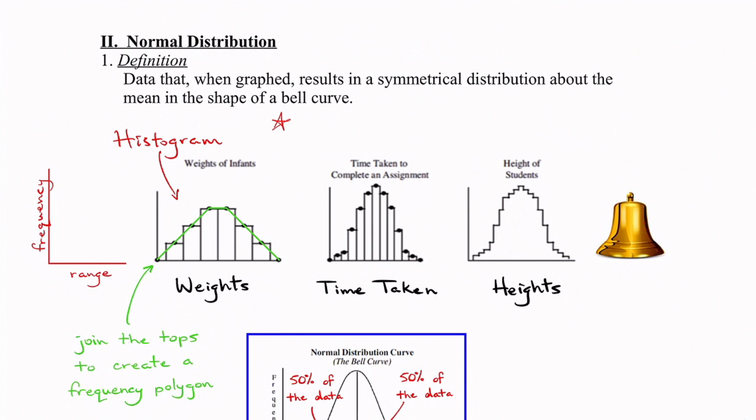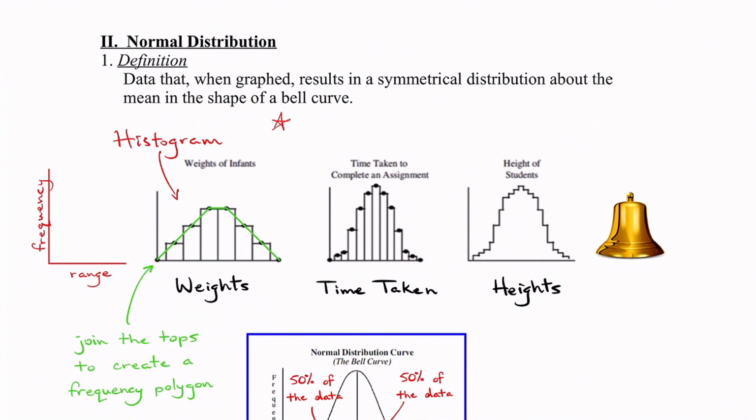Anytime you have data that, when you graph it, has this bell shape, we call that the normal distribution. The reason it's called the normal distribution is because what would normally happen in nature is what's going to happen with the normal distribution. If nothing affects or alters your data, you're going to get this normal distribution.